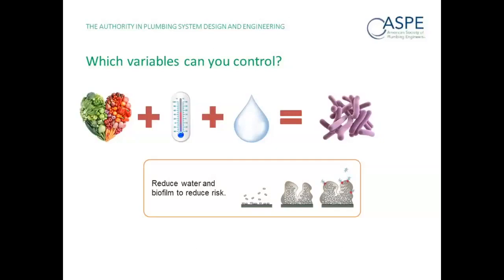If you are in a food plant, in healthcare, or in a pharmaceutical setting, there is going to be bacterial matter in the space, and you're going to have ambient temperatures. One of the critical things that you can control is the water, and that's what we're going to be talking mostly about today. How do you efficiently remove water from the space to effectively reduce the risk of bacterial growth and biofilm?